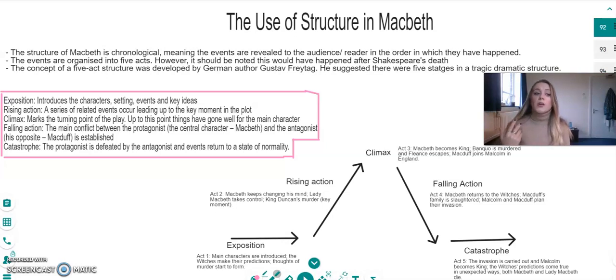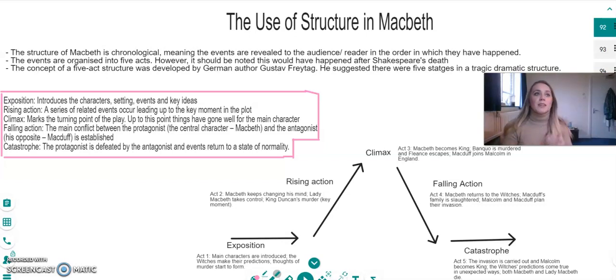So today we are going to go through the names of these segments and what they consisted of, and then we are going to put them in the context of Macbeth and talk about the specifics within Macbeth, and where that fits into the structure. So first we have the exposition. This is the first segment, and it introduces the characters, the settings, and the events and key ideas.